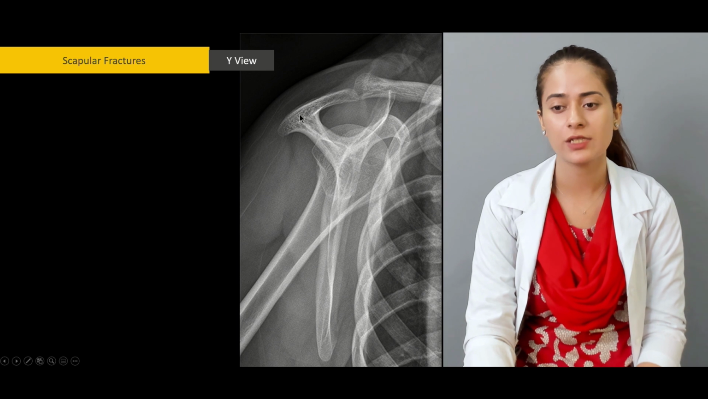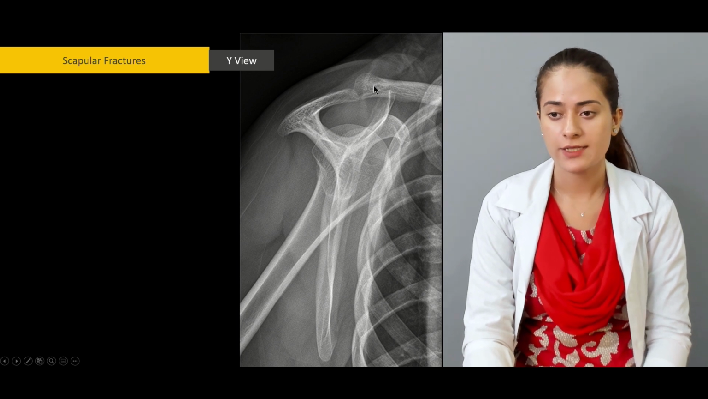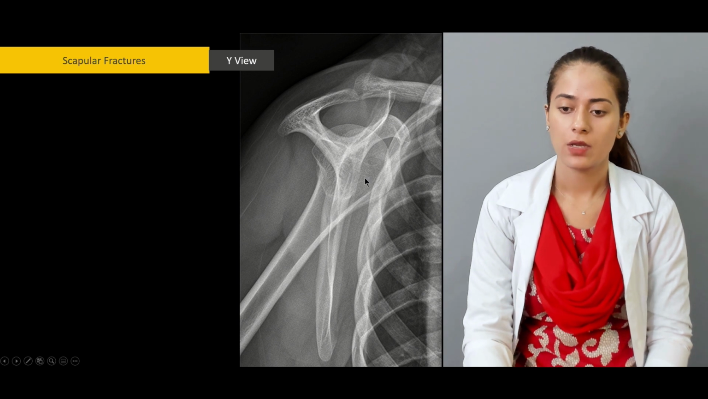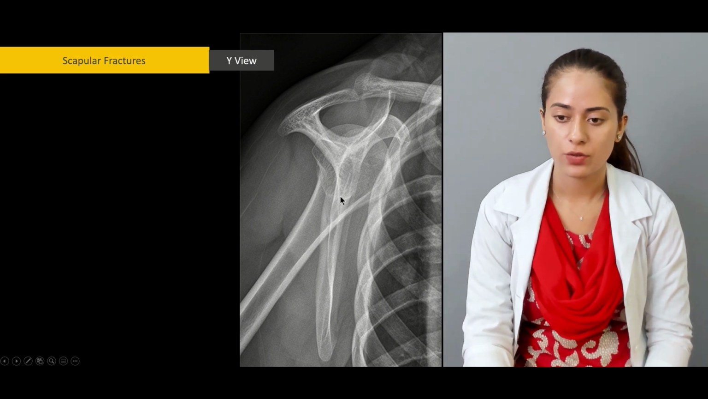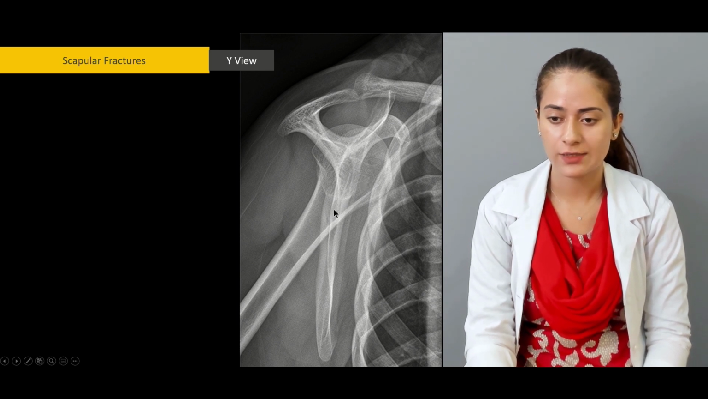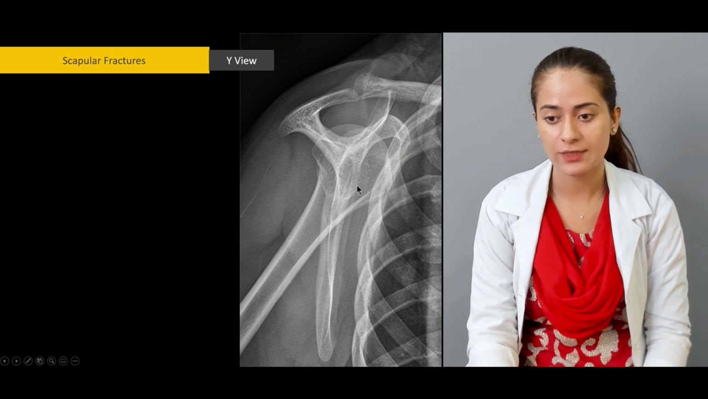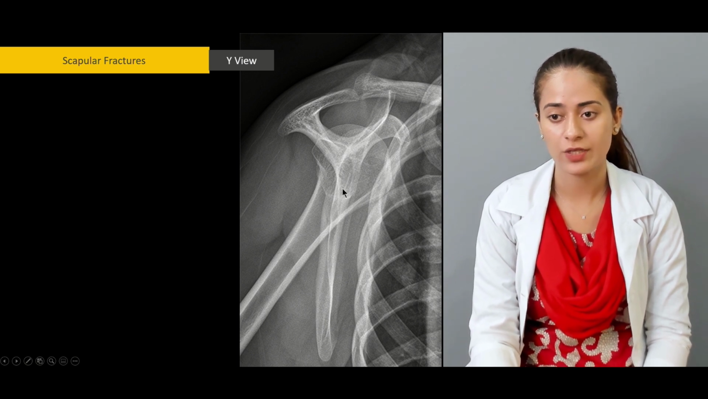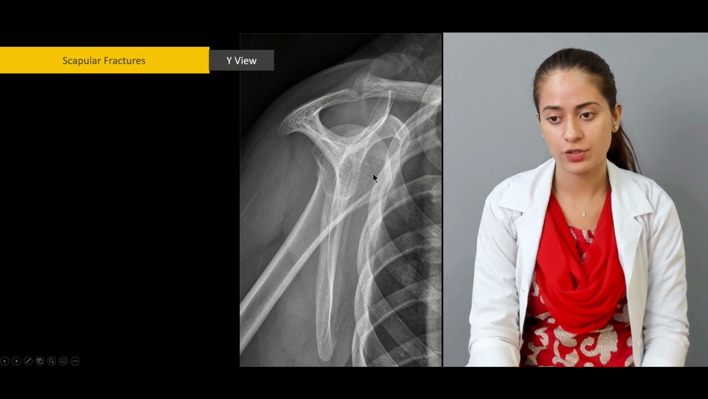So there is decreased bone density of the clavicle, the acromion process, and the blade. This is the blade of the scapula, and this is the humeral head. So there is a fracture here. This is the fracture of the scapula. It's not the humerus or the glenoid; it's because of the overlapping, but this is where the fracture is present.